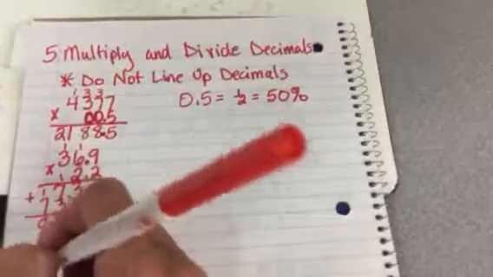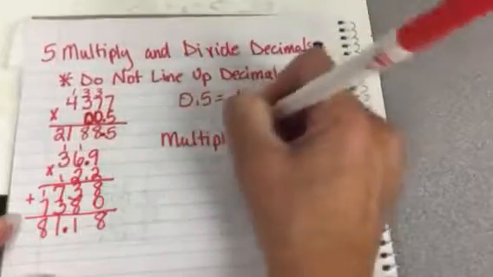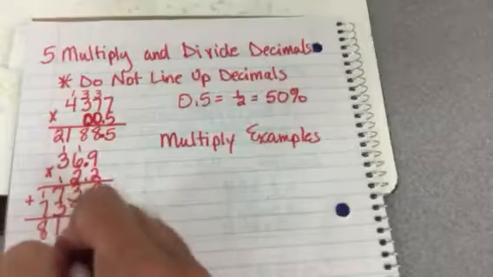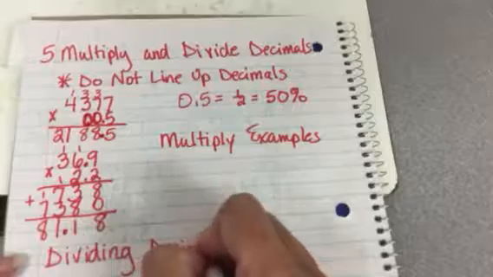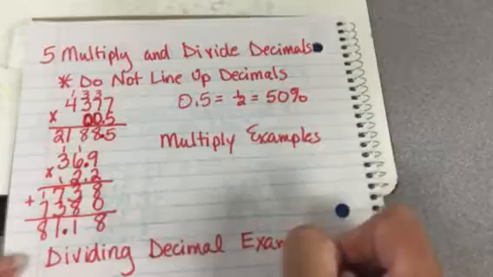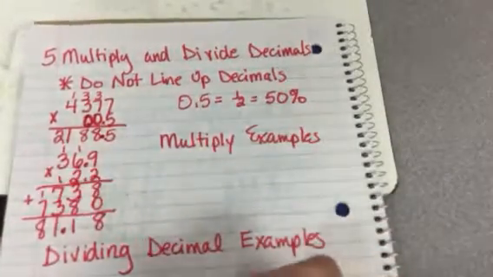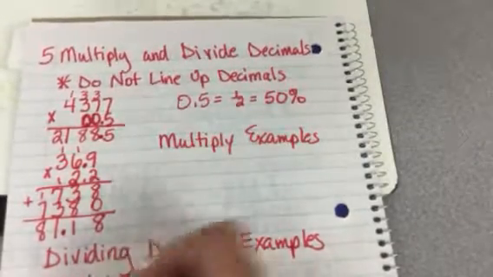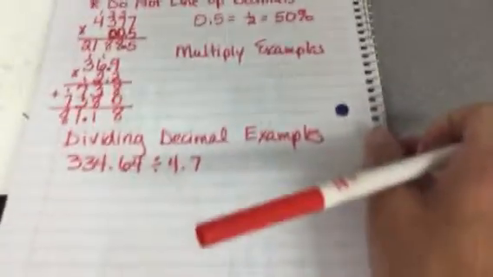All right, so now these are our multiply examples, and we're going to go on to dividing decimals. Okay, so for our dividing decimal examples, number 1 is going to be 334.64 thousandths divided by 4.7. Oops, sorry, I know you can't see that.